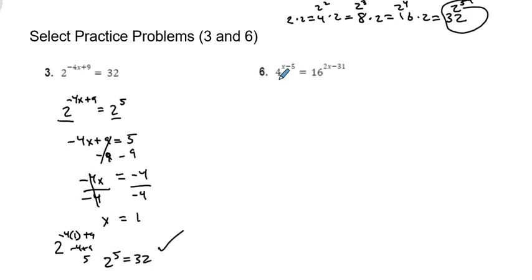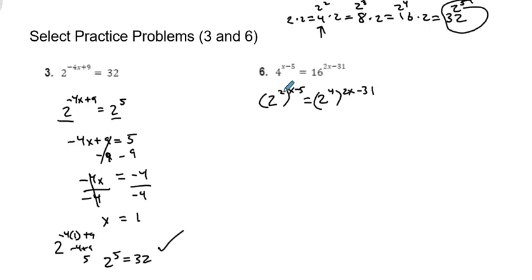Now on this one, there are 2 things you can do. Some of you might look at 4 and say, wait a minute, 4 can be simplified down to 2 to the 2nd power, right? So we're going to do it that way first. I know that 2 to the 2nd power is 4, so I'm going to rewrite this as 2 to the 2nd power to the x minus 5. And then 16 is 2 to the 4th power, so it's equal to 2 to the 4th power to the 2x minus 31.